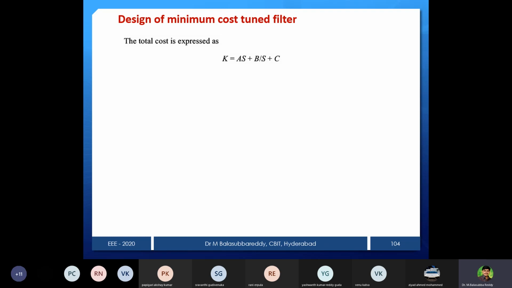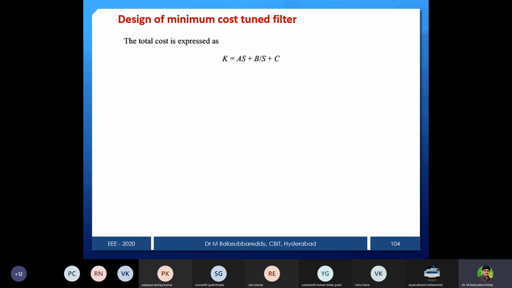How this expression is achieved, I will show after this, because in some cases the question may be a full essay question. At that moment you have to derive from the starting point how you got AS plus B by S plus C. Otherwise you can start here.